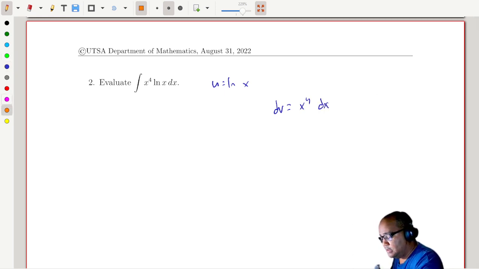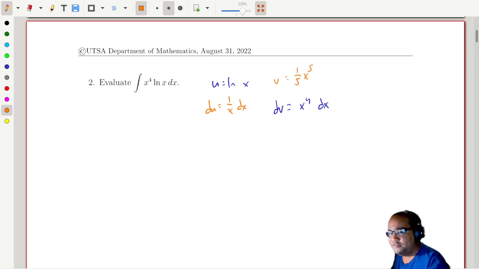And you can just go ahead and fill in the table here. du is 1 over x dx. That's the derivative of log x. v is equal to 1/5 x to the fifth. That's the integral of x to the fourth, just power rule.